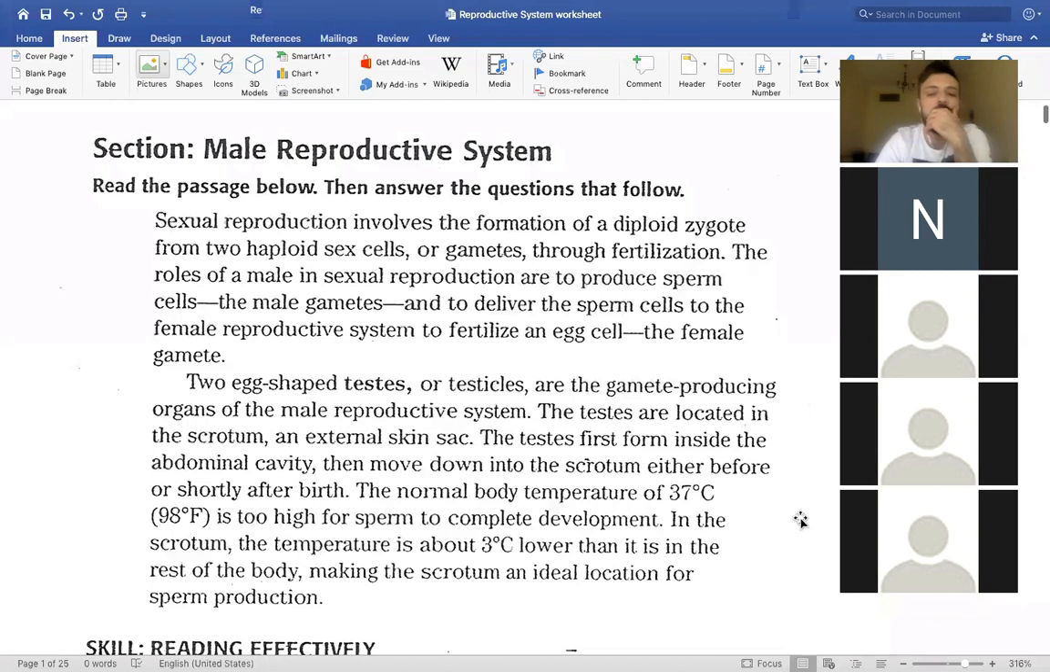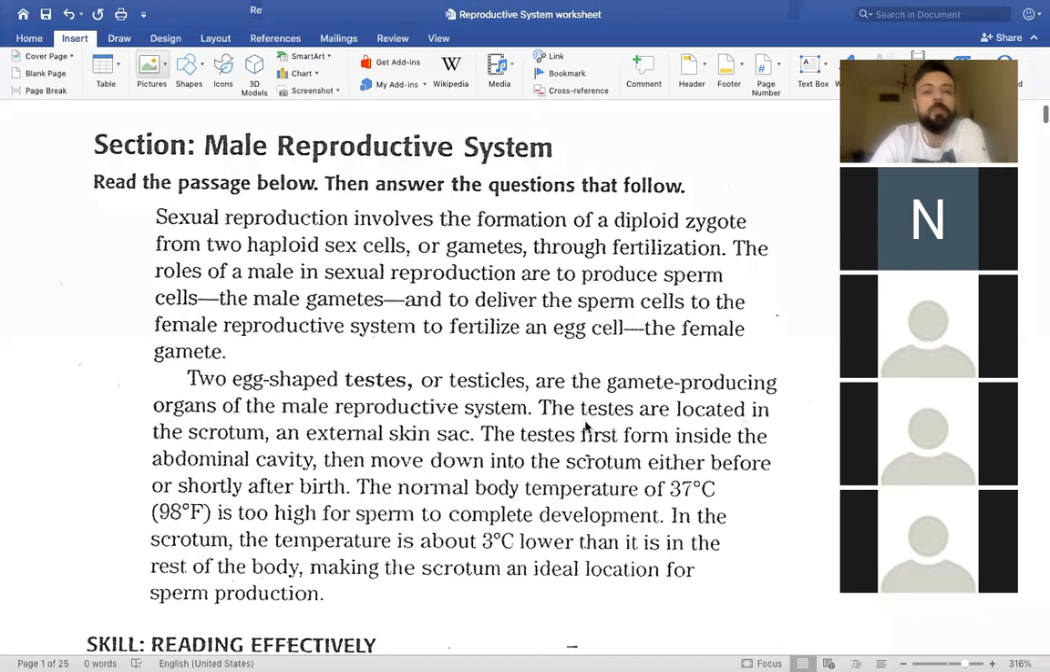The female gamete. Two egg-shaped testes, or testicles, are the gamete-producing organs of the male reproductive system. The testes are located in the scrotum, an external skin sac. The testes first form inside the abdominal cavity, then move down into the scrotum either before or shortly after birth. The normal body temperature of 37 Celsius, which is 98 Fahrenheit, is too high for sperm to complete development. In the scrotum, the temperature is about 3 Celsius lower than it is in the rest of the body, making the scrotum an ideal location for sperm production.